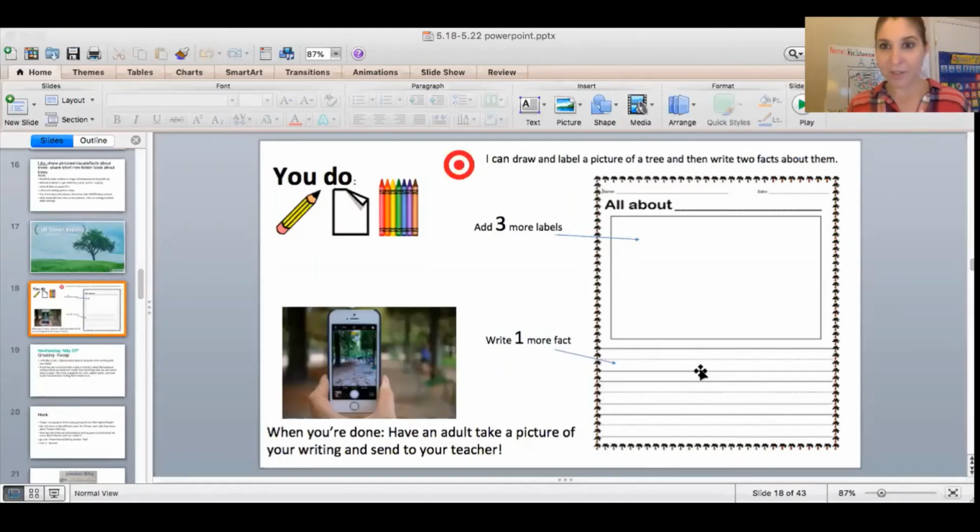It's time for you to finish hitting today's learning target. We started, but you're not done yet. I want you to go and add 3 more labels to your tree diagram. And I want you to add 1 more fact. And then when you are all finished, have an adult take a picture of your work and send it in to your teacher, because we are excited to see what fact you're going to teach us about. I want to know what else do you know about trees?